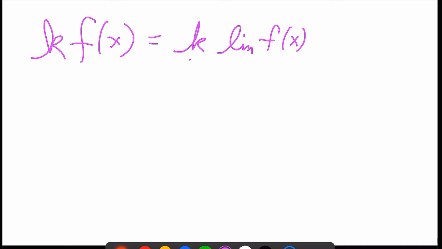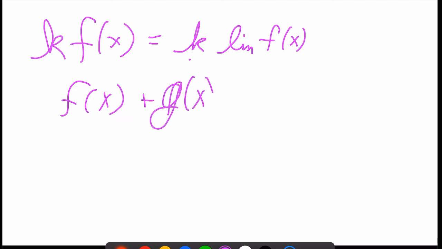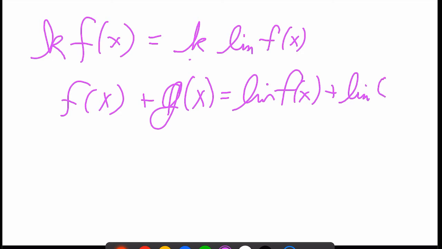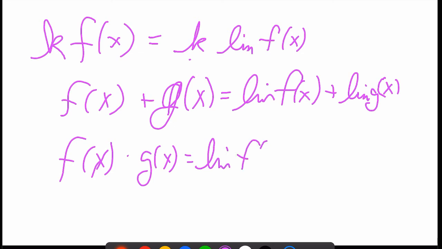The limit of f(x) plus the limit of g(x), if f and g are two functions, I add them together, I get the limit of the two of them added together. Right? Limit of f as x goes to a and limit of g. Okay? I add their limits together. And the limit of the product is the limit of f of x times the limit of g of x.